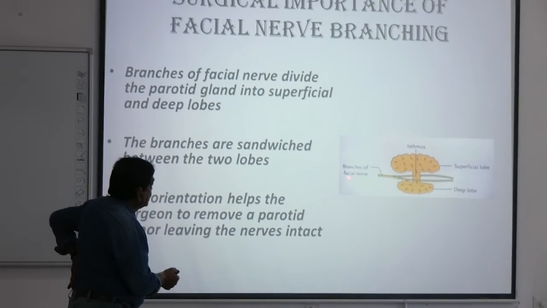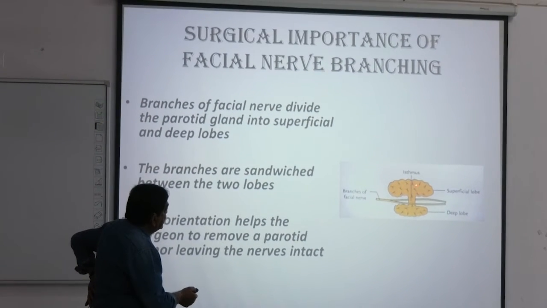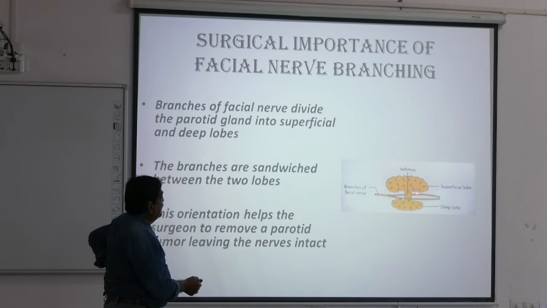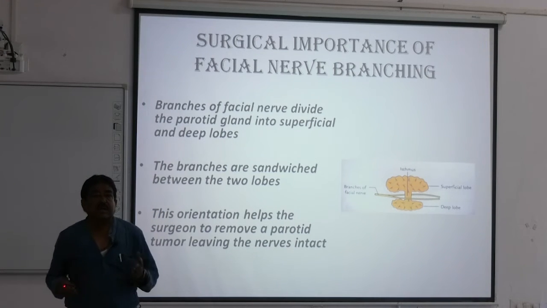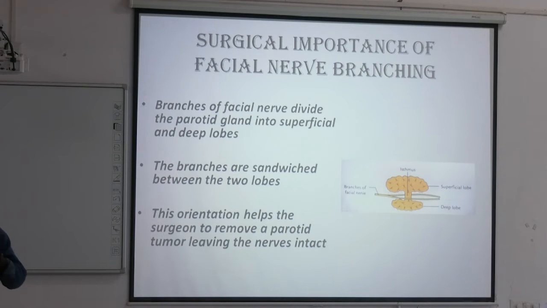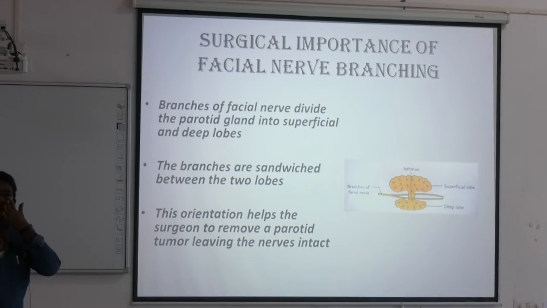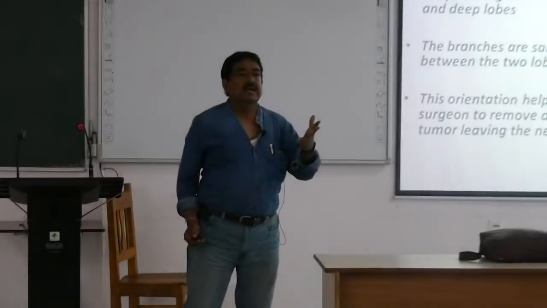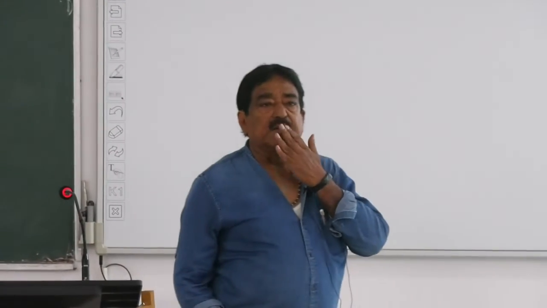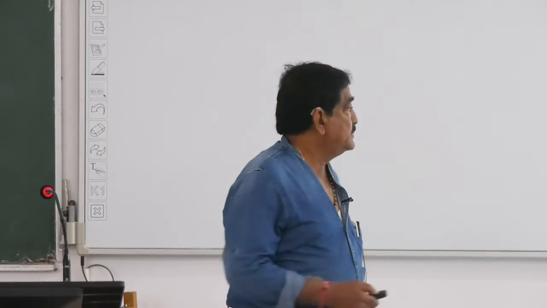See, this is the branch of the facial nerve. This is the isthmus, this is the superficial part, this is the deep part. Now in between, you have to dissect without causing injury to the facial nerve, because if you tamper with it, then there will be facial palsy.